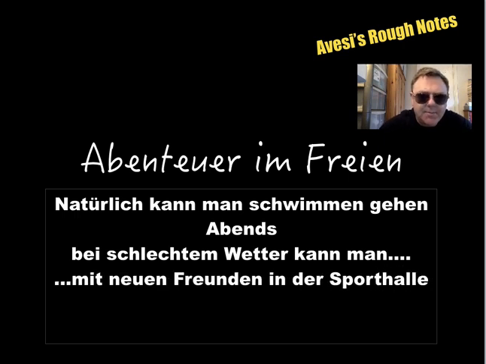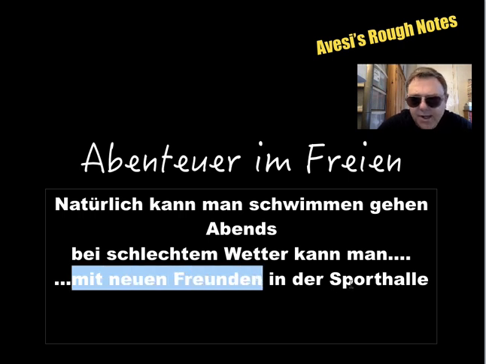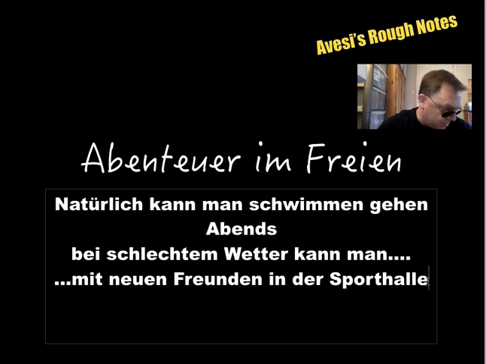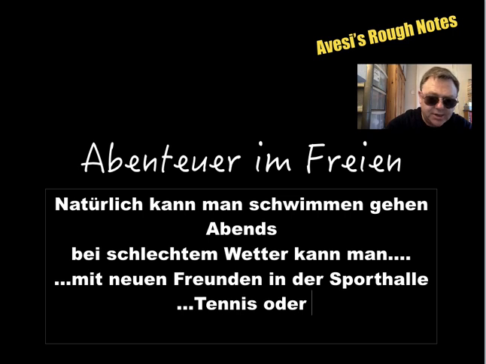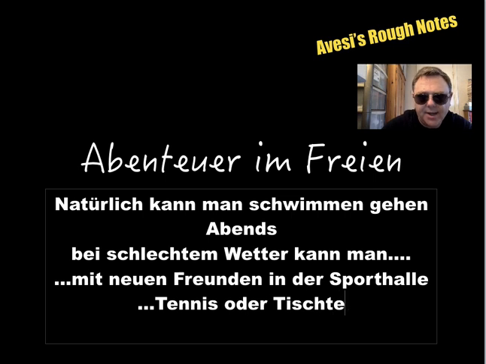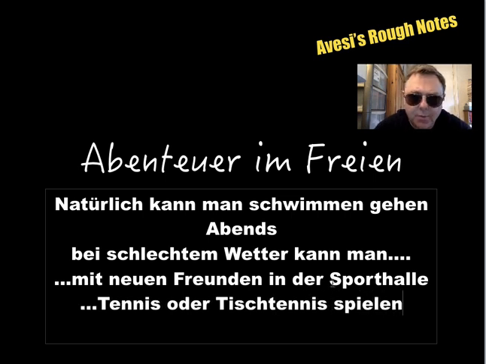So bei schlechtem Wetter kann man, one can, mit neuen Freunden, with new friends, in der Sporthalle, in the sports hall. Now I wonder what you can do. Tennis. Let's just put it on another line. It's quite a long sentence, this one. Tennis oder Tischtennis spielen. Now, spielen, the second verb, will be at the end, as is the second verb in the dictionary infinitive form. The first verb over here is kann, and spielen is the second verb.